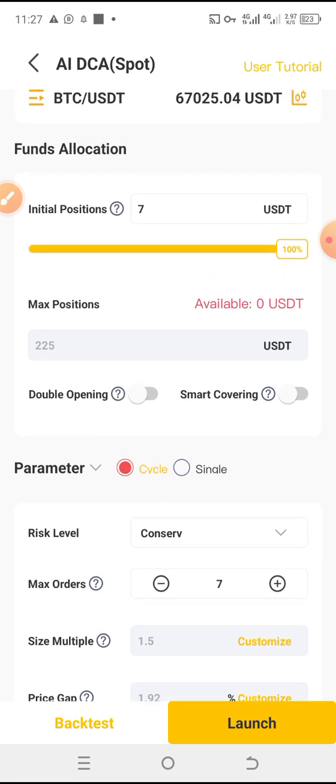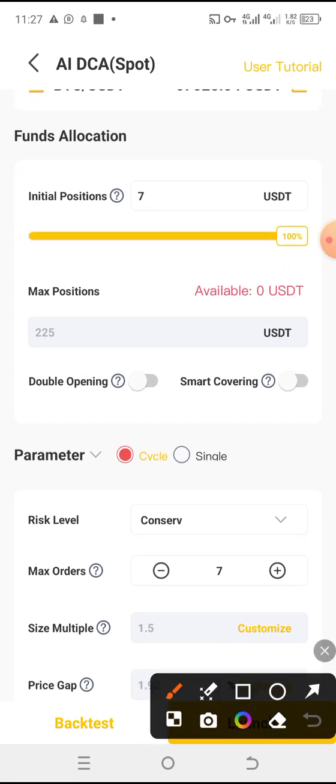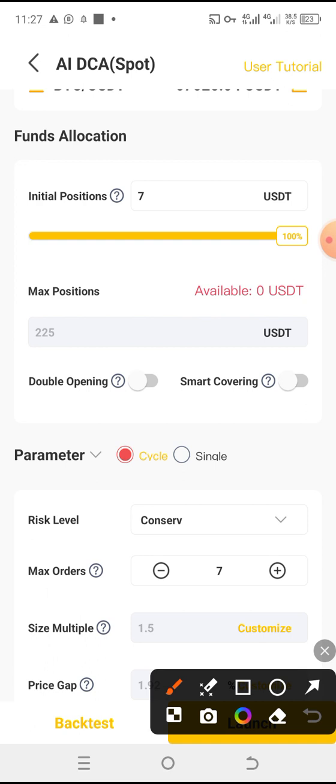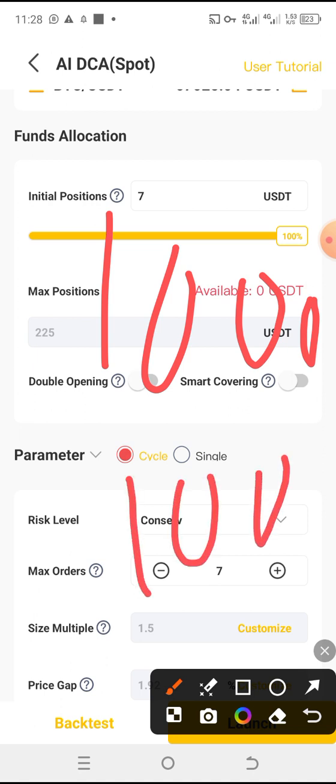Now, this is where we need to look. And this is one of the major things we only need to set here. Number one is, how much are you trading with? Sometimes, if you're trading with $1,000, some people would advise you to trade 10 coins with $100 each. 10 coins, $100 each. But to me, most coins go in the same direction.